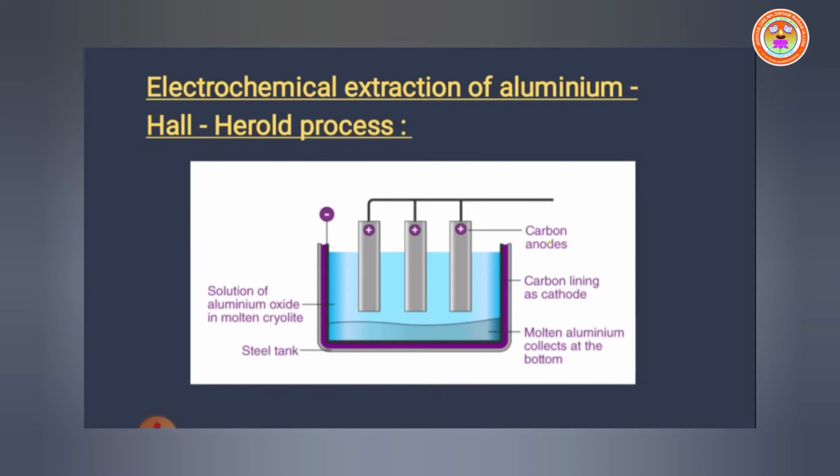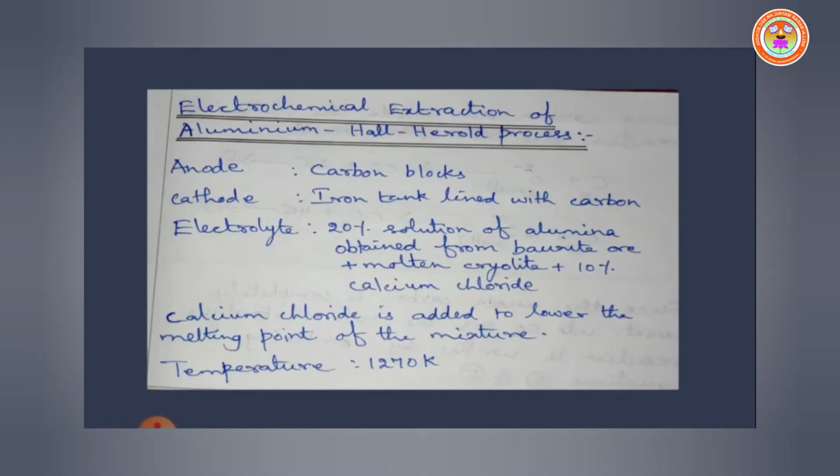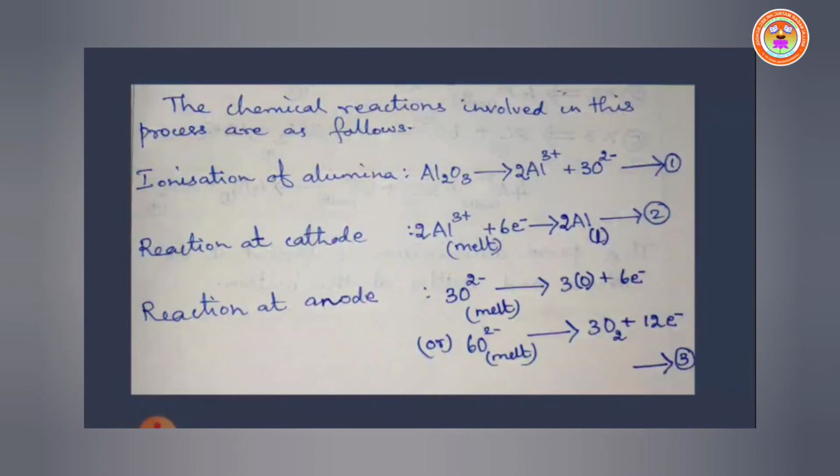Now we can see the chemical reaction involved during the process. First, the alumina will undergo ionization. Alumina formula is Al2O3. Here the alumina is ionized into aluminium ion, Al3+ ion, and oxide ion, O2- ion.